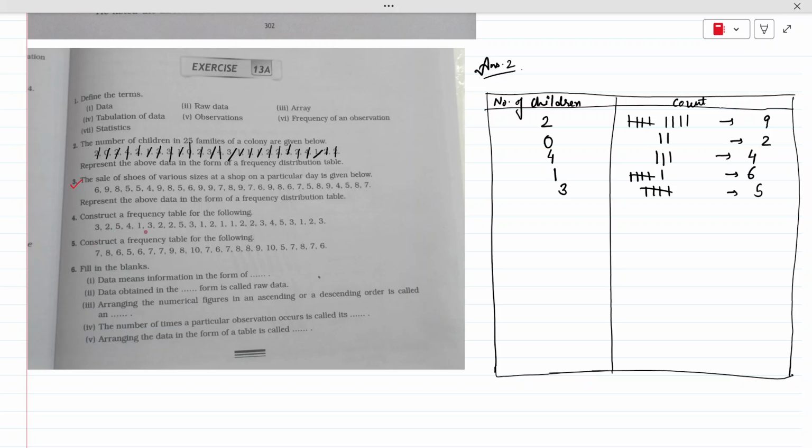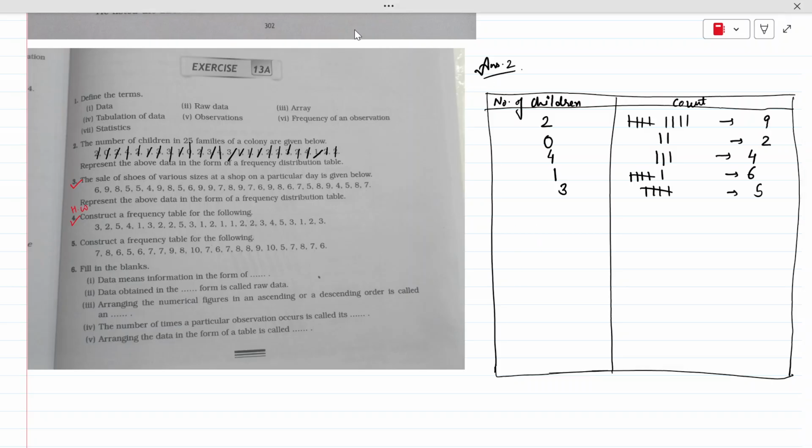Next is: construct a frequency table for the following. So we have to create a frequency table for this data, and the next question is also the same, construct a frequency table for the following. Out of these two I am picking this one, and the fourth one I am giving you as homework. Similarly we have to do this question.